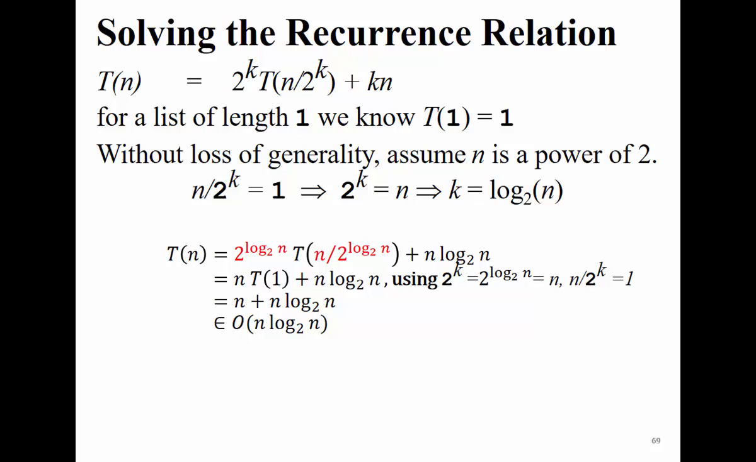So you have n times T(1) plus n log n, using this fact: 2 to the power k is equal to 2 to the power log n, which is equal to n. And we end up with the formula T(n) equal to n log n. That means merge sort is actually linear logarithmic time complexity, n log n.